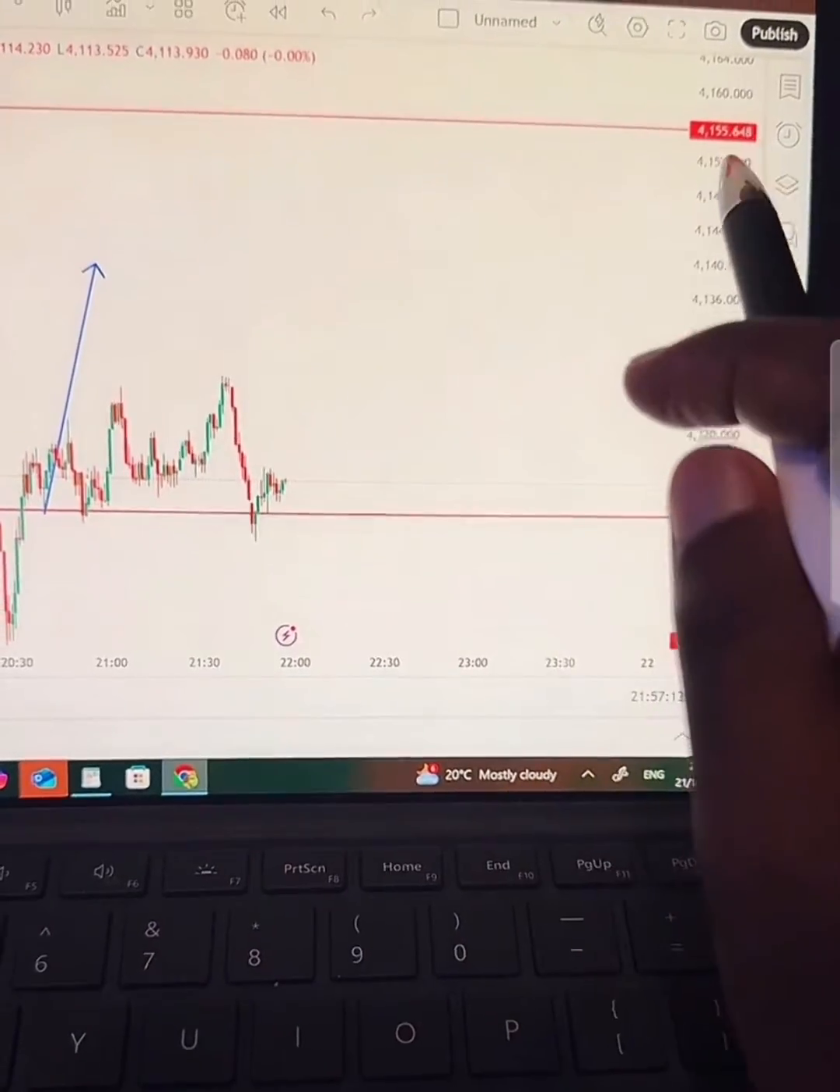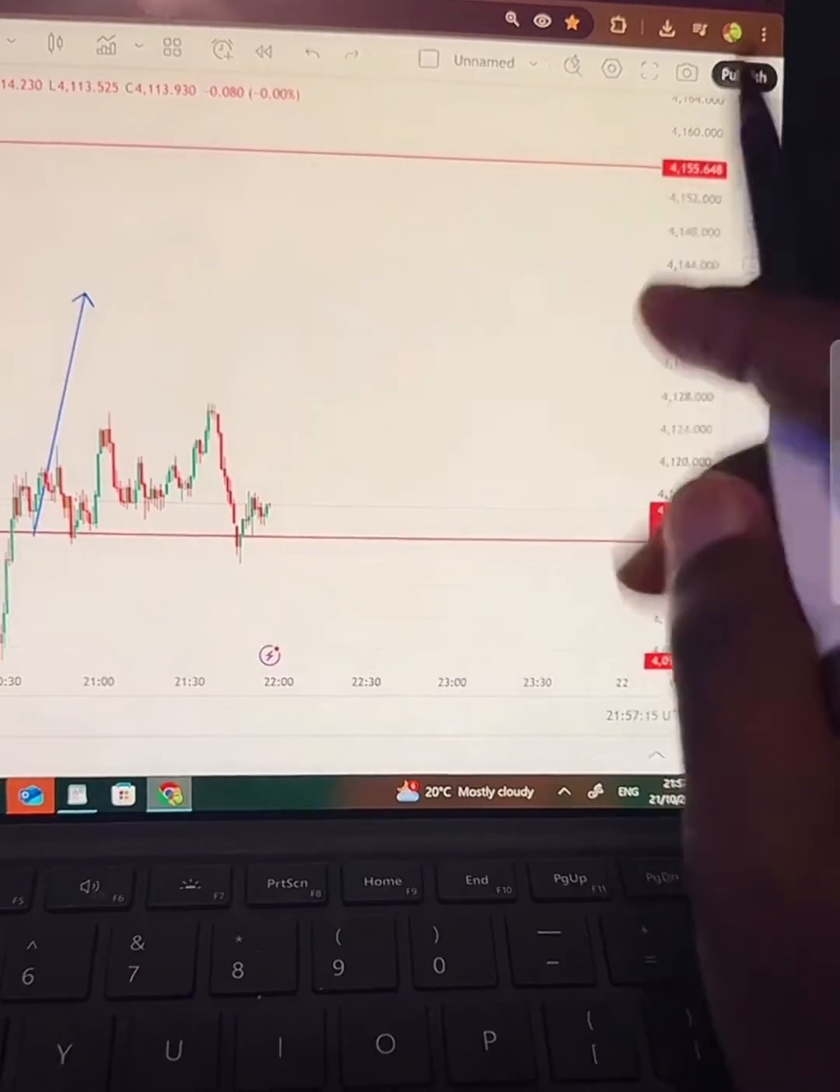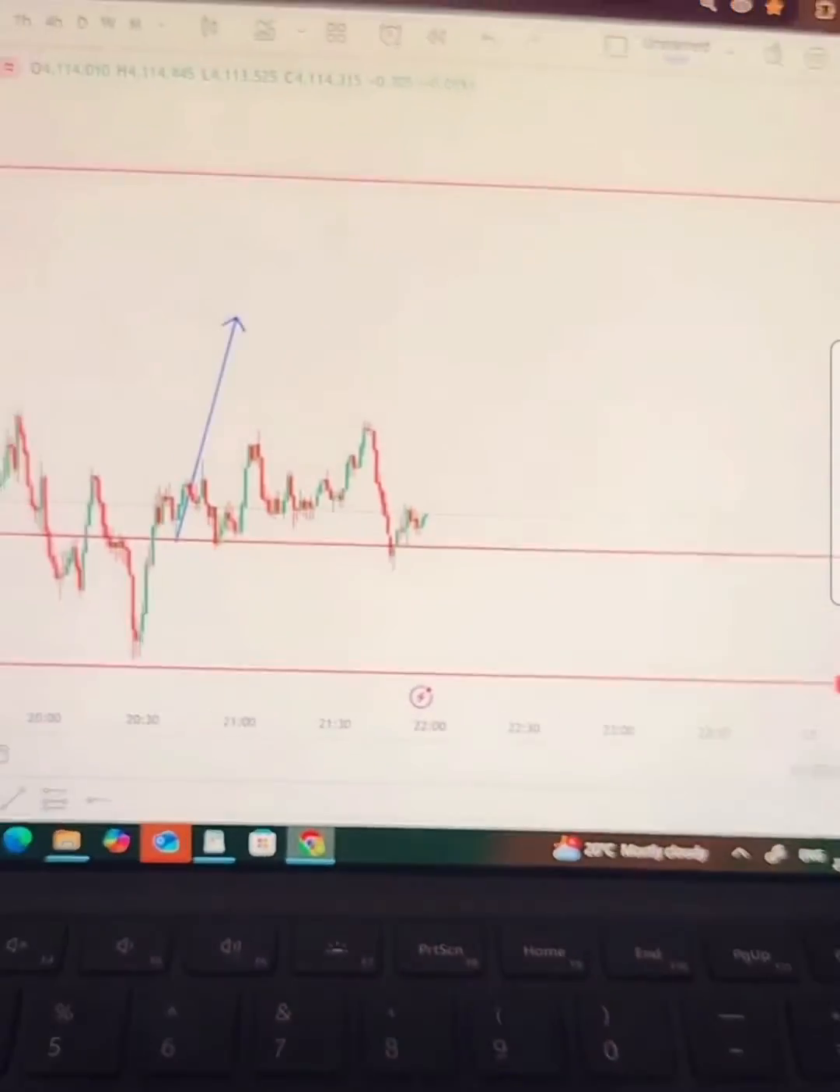But I'm going to focus on this zone, 4155, where we've seen a high probability of retracement.